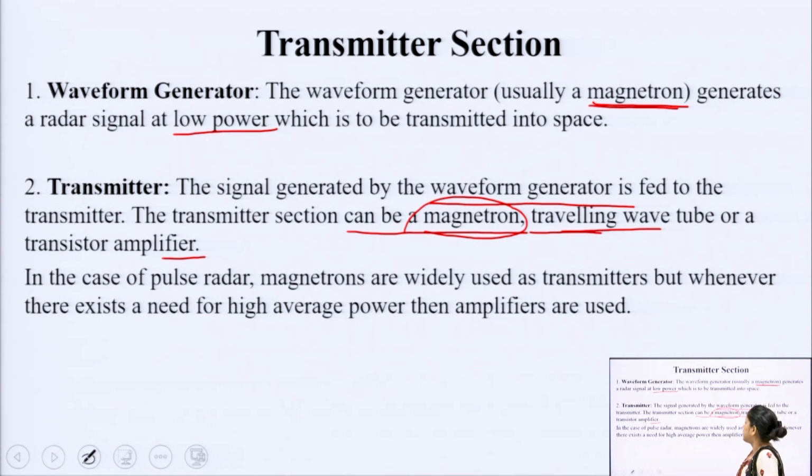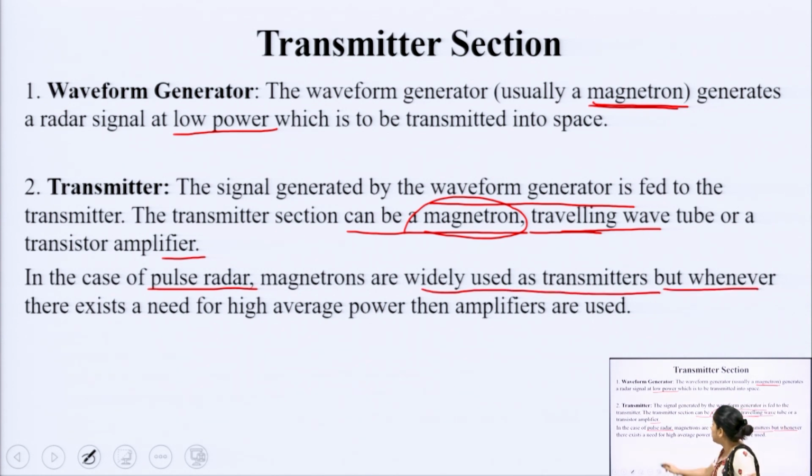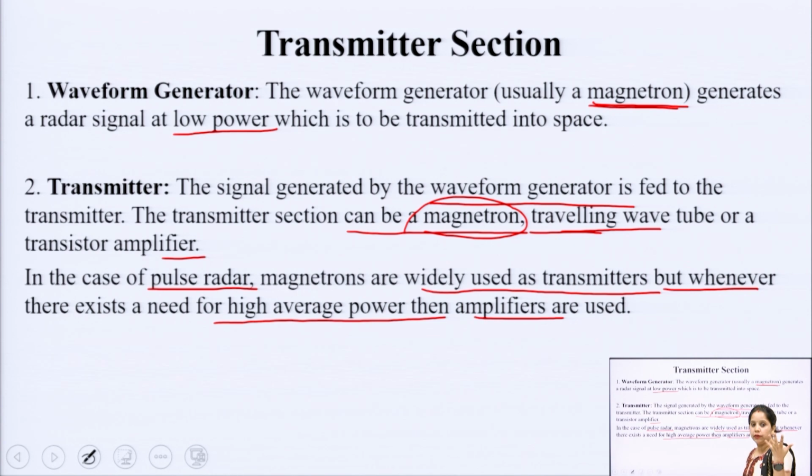In the case of a pulse radar, which is one of the types of radar that we will deal with further, magnetrons are widely used as a transmitter, but whenever there is a need of high average power, then amplifiers are used. So, proper microwave amplifiers are used. You have to keep in mind that the transmitter section basically consists of the amplifying section of the radar.